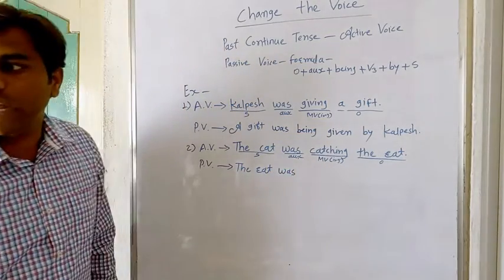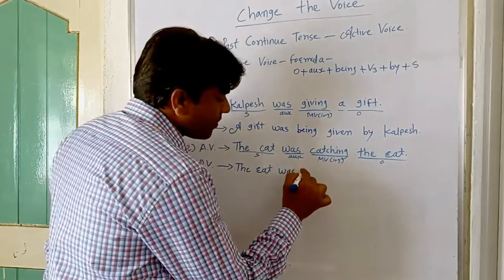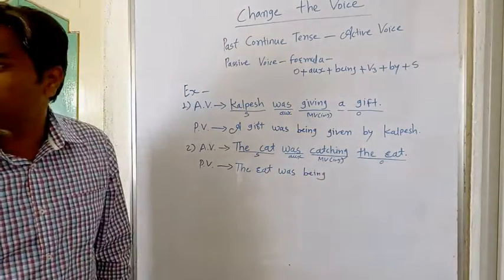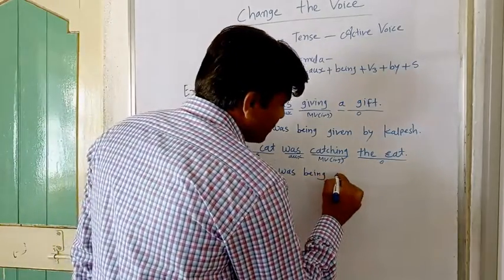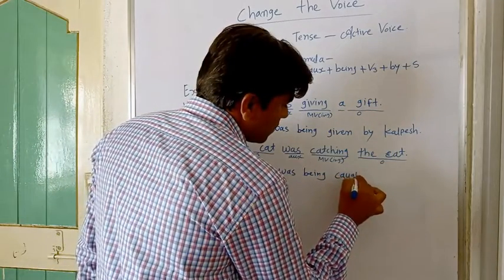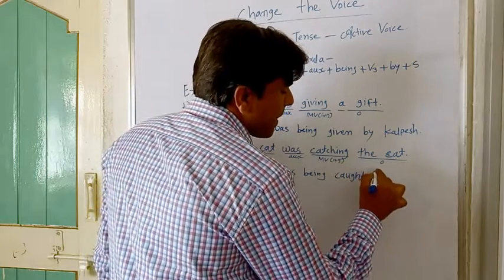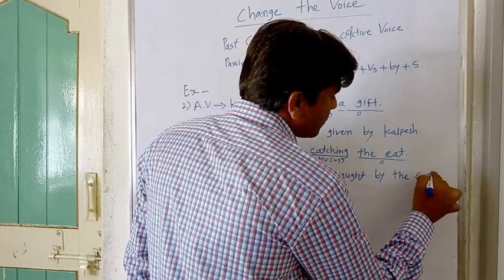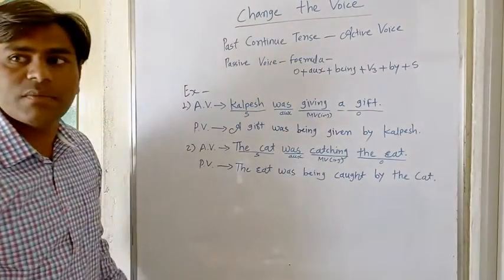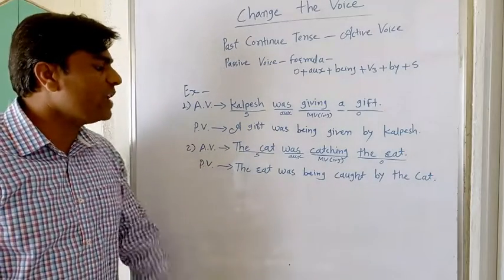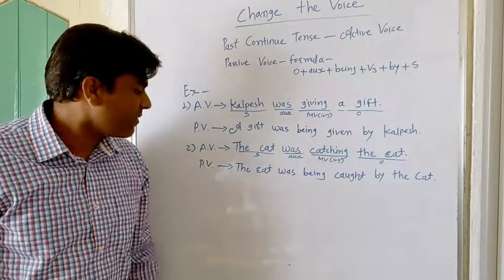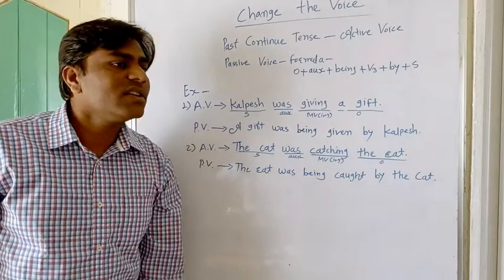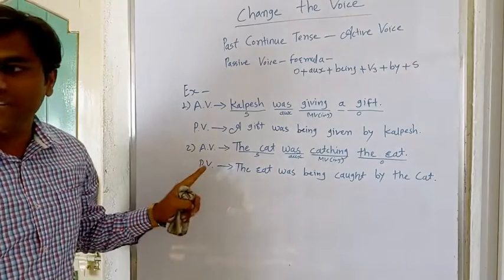Ajinkya, what is the next that we can write? Being. Then Atharva? Caught. Then by the cat. The sentence is completed here. The rat was being caught by the cat. This is the passive voice of this sentence.